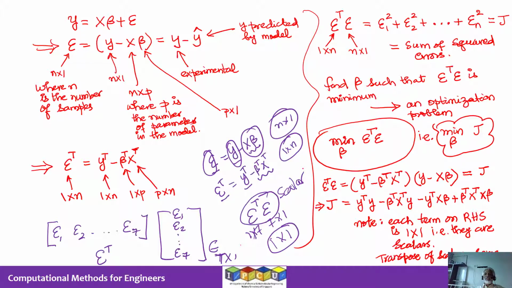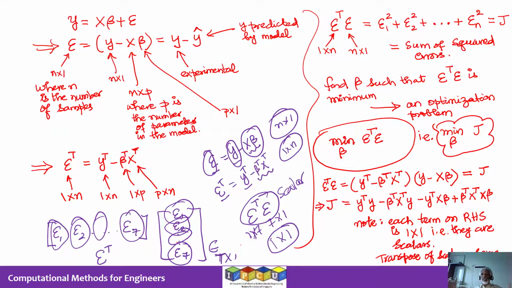And what exactly will this epsilon transpose epsilon be? Epsilon transpose epsilon will be epsilon 1 multiplied by epsilon 1, plus epsilon 2 multiplied by epsilon 2, plus epsilon 3 multiplied by epsilon 3, all the way till plus epsilon 7 multiplied by epsilon 7. So that is going to be equal to epsilon 1 squared plus epsilon 2 squared plus epsilon 3 squared, all the way till plus epsilon 7 squared. In general, it will be epsilon 1 squared plus epsilon 2 squared plus epsilon 3 squared plus epsilon 4 squared, all the way till epsilon n squared, where n is the number of samples. So this is what you see in the general case.